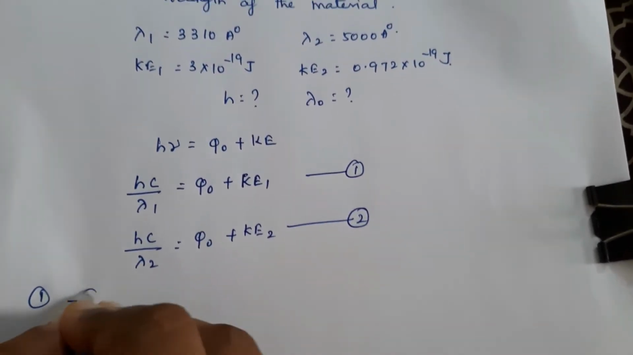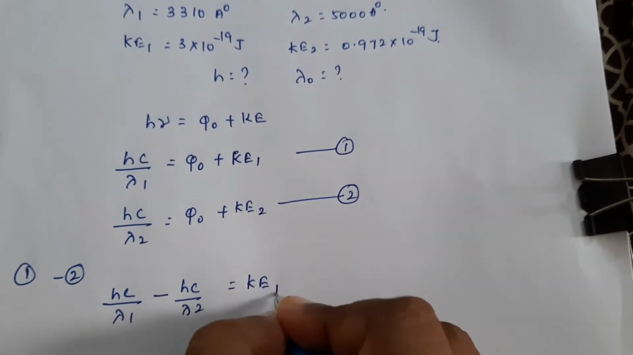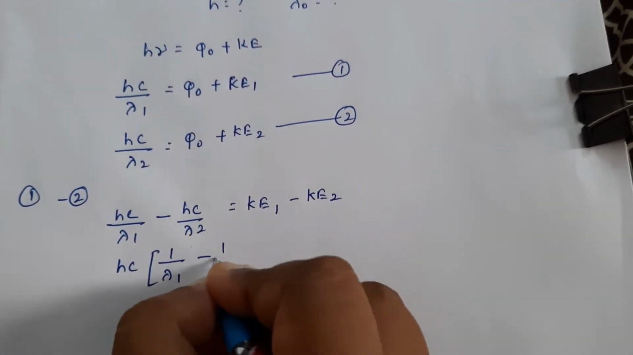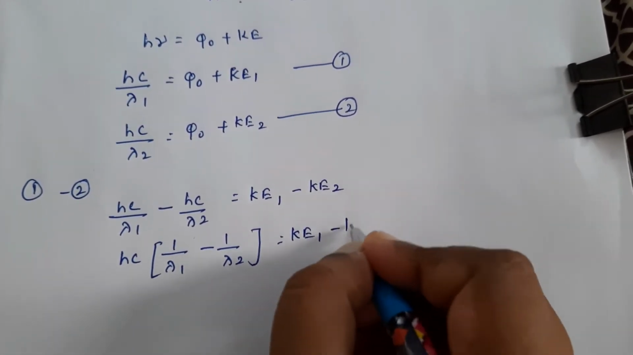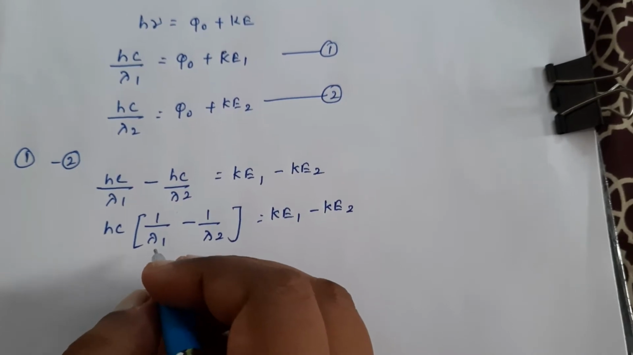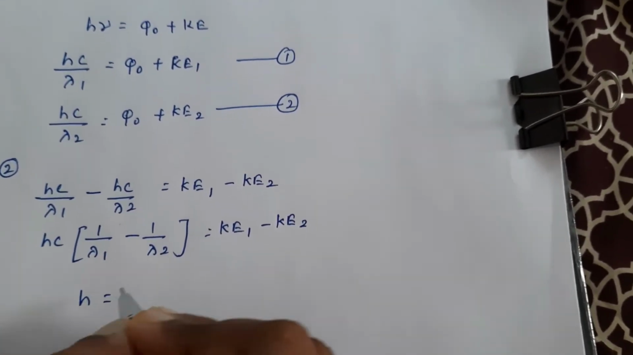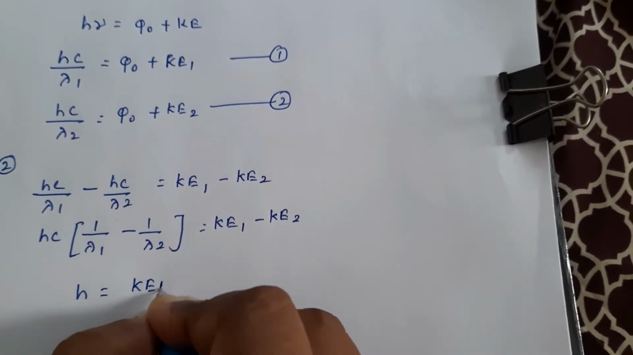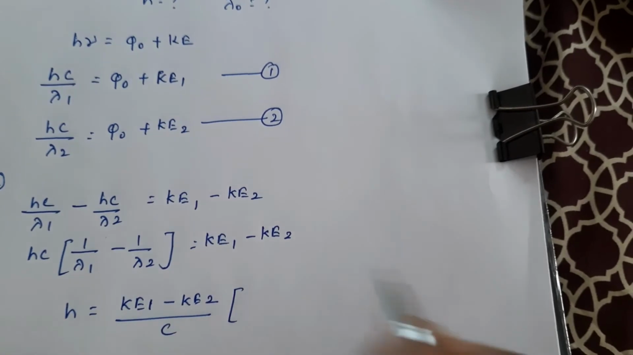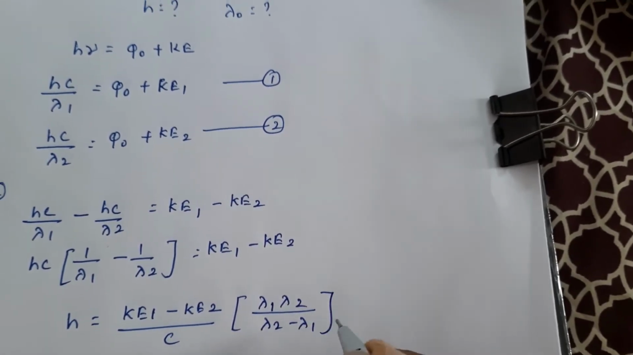Subtracting 1 minus 2, hc by lambda 1 minus hc by lambda 2 is equal to kinetic energy 1 minus kinetic energy 2. Phi 0 will get cancelled. So you will get hc into 1 by lambda 1 minus 1 by lambda 2, which is equal to kinetic energy 1 minus kinetic energy 2. We have to find h. So h is equal to kinetic energy 1 minus kinetic energy 2 by c into, taking the LCM, lambda 1 lambda 2 by lambda 2 minus lambda 1.